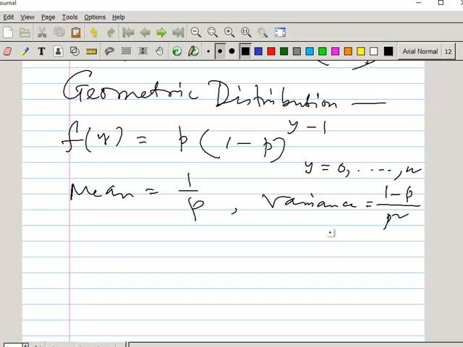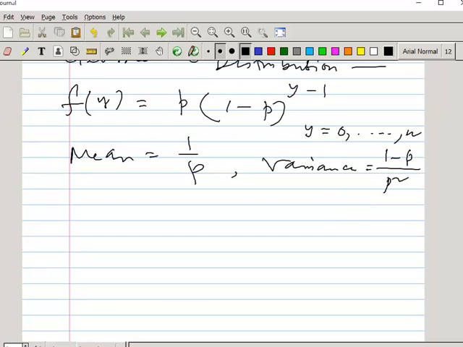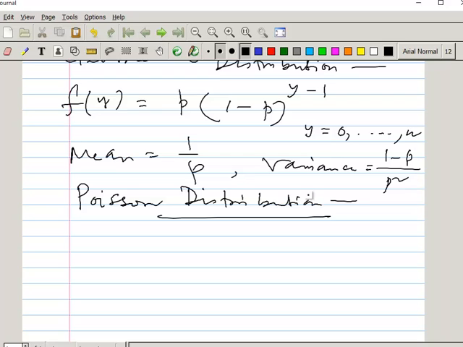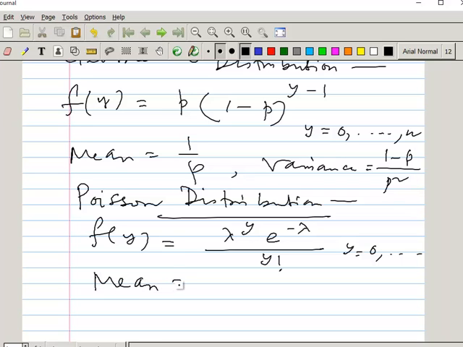The next important distribution which we'll discuss is called Poisson's distribution. Poisson's distribution is also a very crucial distribution. The probability function is lambda to the power y, e to the power minus lambda, divided by y factorial, where y varies from 0 to infinity. Here, mean and variance are both equal to lambda. This is a very important feature of this probability distribution.